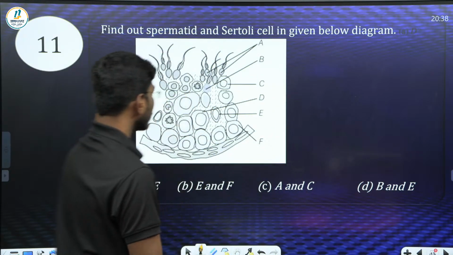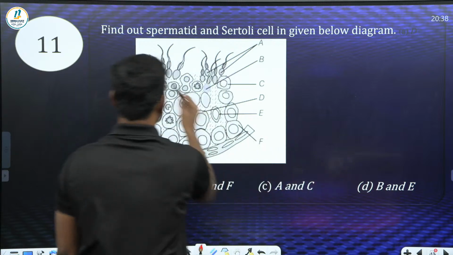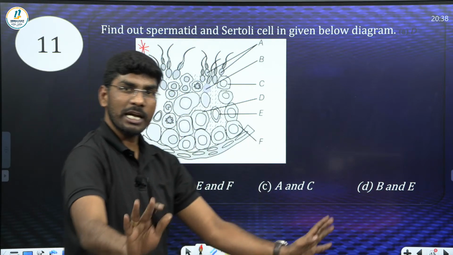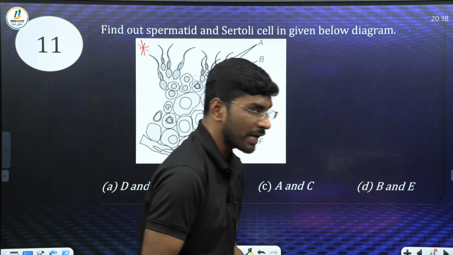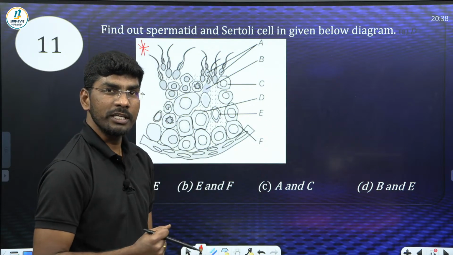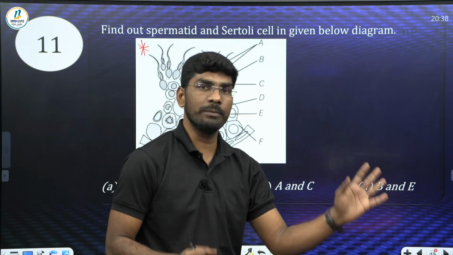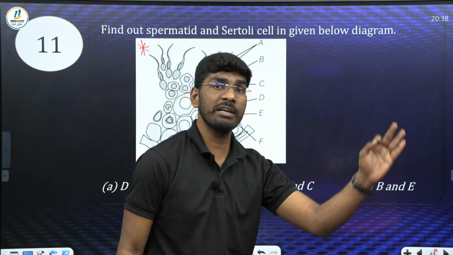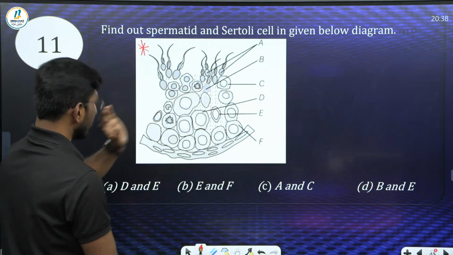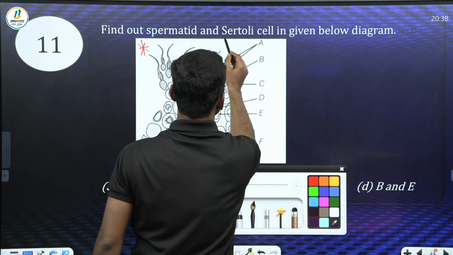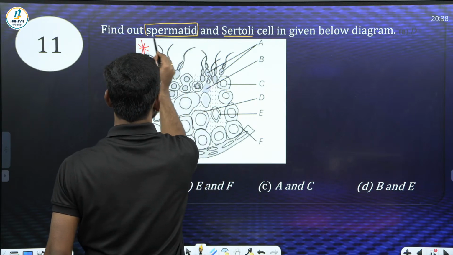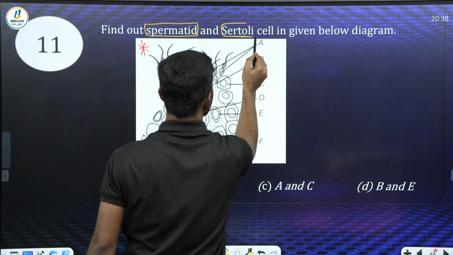What about this? Most important, seminiferous tubule structure. I will be silent for a while. Any one of you find the correct answer? Yes. Isham, find out. Reem. This is a section of seminiferous tubule. What is the question asking, what is actually given? They give Sertoli cell and spermatid to identify. Where is the spermatid? Where is the Sertoli cell in this diagram?